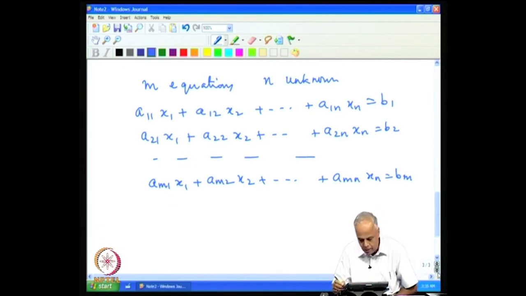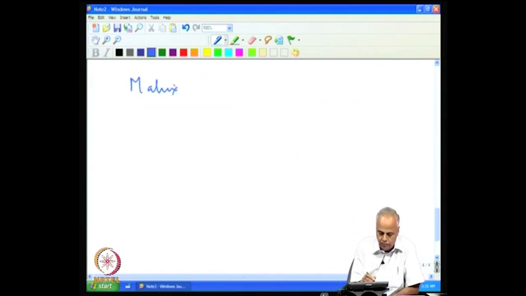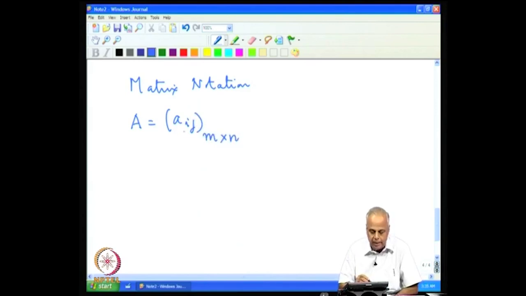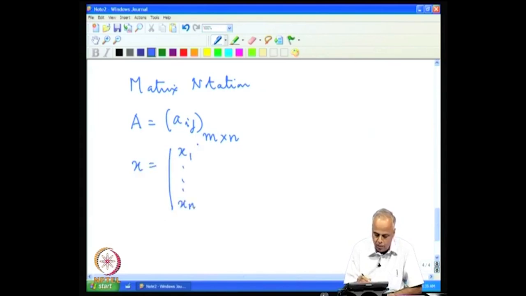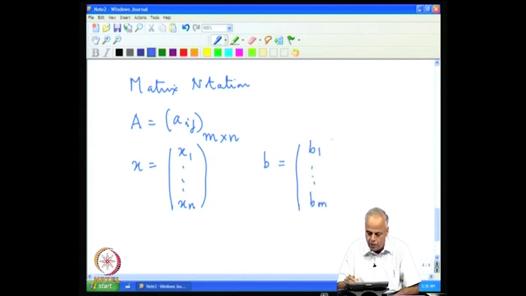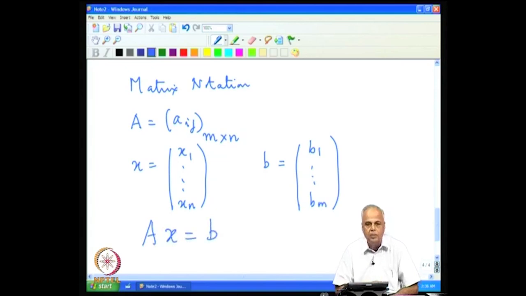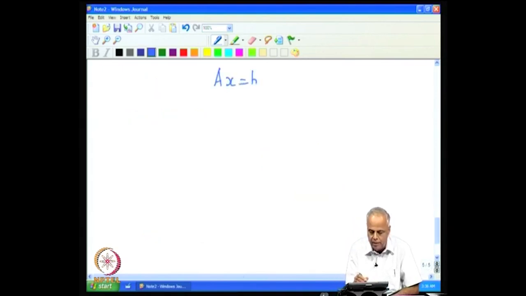A system of this type is written in a compact form in matrix notation as follows. We denote by A the matrix with m rows and n columns with the entries aij. So, aij is the coefficient coming from the ith equation corresponding to the jth unknown. We denote by x the single column vector of the unknowns x1, x2, xn, and by b the single column matrix b1, b2, bm which corresponds to the right hand side. So, in matrix notation, we can write the system as Ax equal to b. In general, therefore, we are interested in the system Ax equal to b.